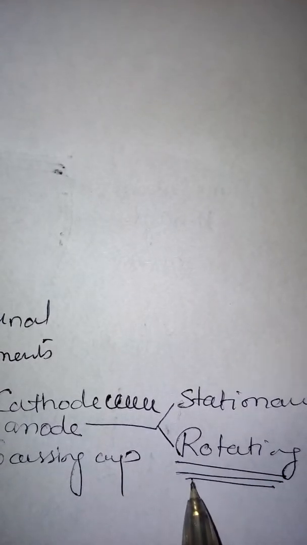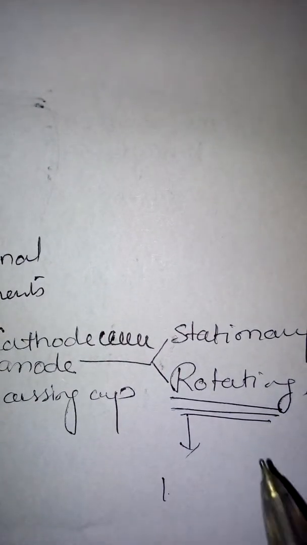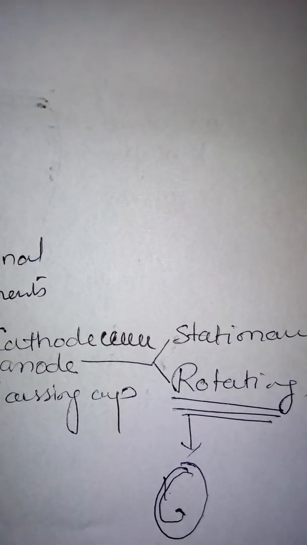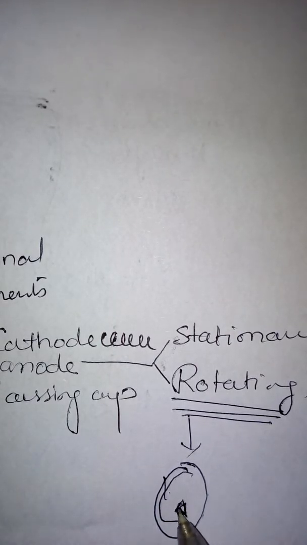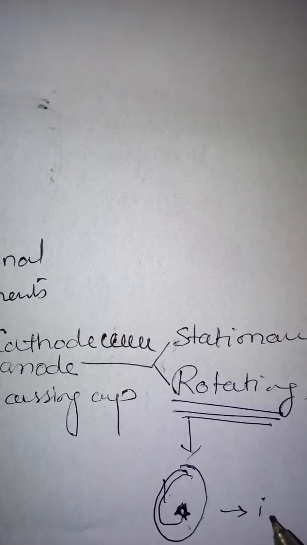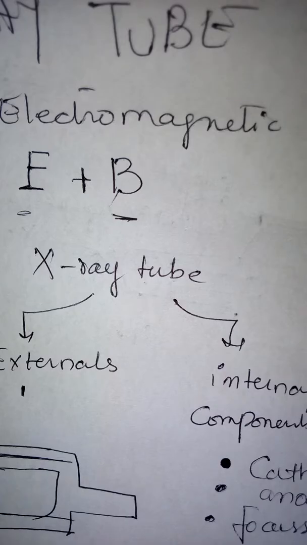This rotating anode is used because of less heat production, as the target area is not the same always. In the case of this rotating anode X-ray tube, we also have an induction motor inside the X-ray tube or attached to it. So these are the basic things present in the X-ray tube.